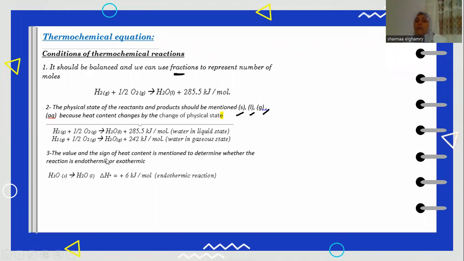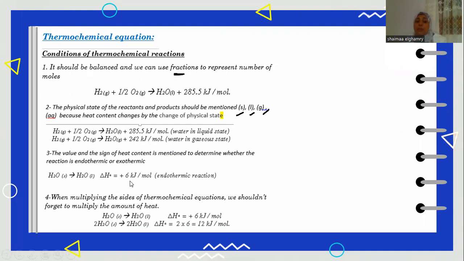Also, the value and the sign of heat content. We should write if delta H is positive or negative to refer to whether the reaction is exothermic or endothermic. Also, if we multiply one side of the thermochemical equation, we should multiply the other side, and also we should multiply the change in heat, the enthalpy of heat.